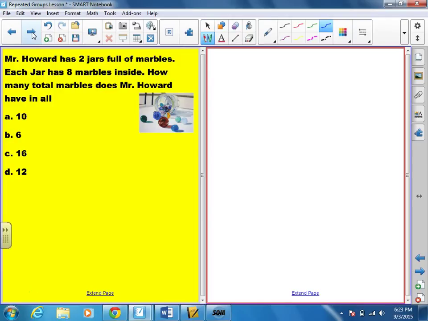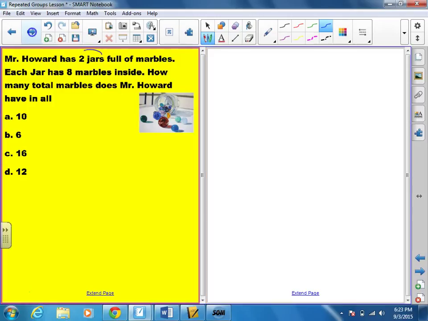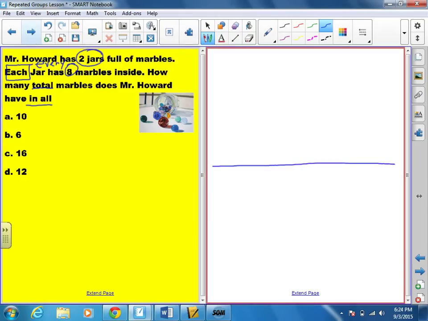So Mr. Howard has 2 jars full of marbles. Each jar has 8 marbles inside. How many total marbles does Mr. Howard have in all? So here we want the students to focus on that there are 2 jars full of marbles. Each jar, or every jar, has 8 marbles in it. How many total marbles does Mr. Howard have in all? So we're looking for the total amount of marbles that Mr. Howard has. So simply here, I'm going to show you how to solve this problem using both strategies.